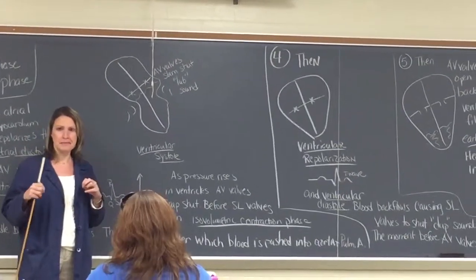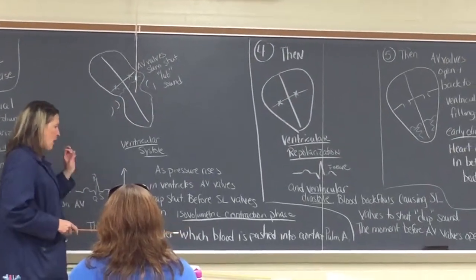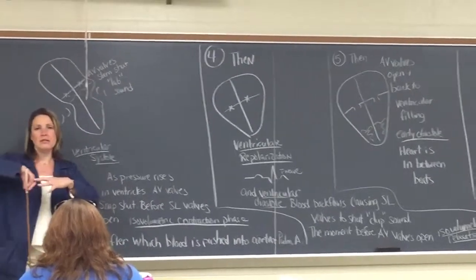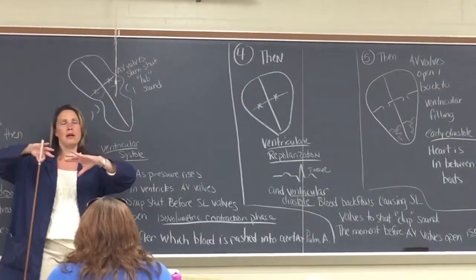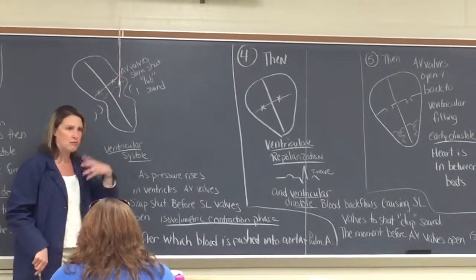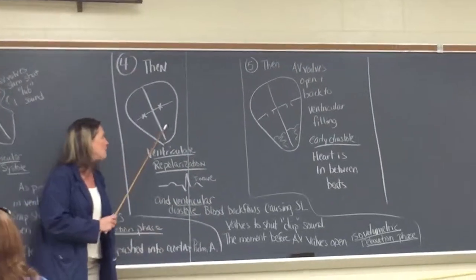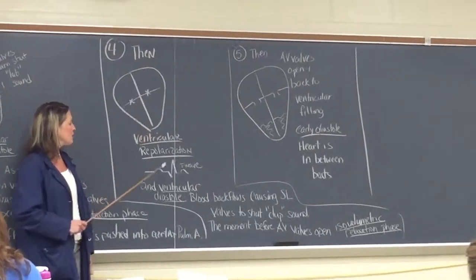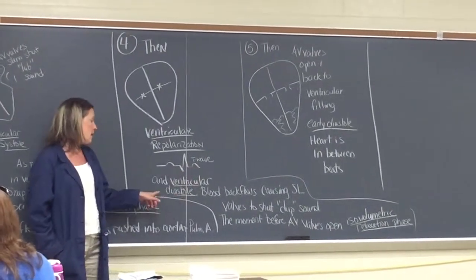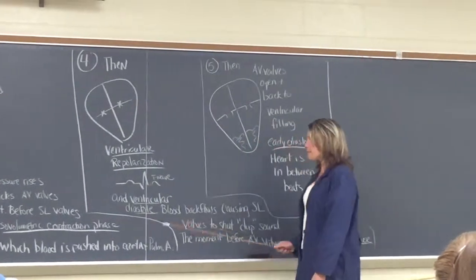The volume of blood in the ventricles at that time is all that the ventricles are going to hold for that heartbeat. Now, after the isovolumetric contraction phase, the blood is pushed into the aorta and pulmonary artery as the semilunar valves are forced open. Then we have ventricular repolarization, which is seen as a T wave on the EKG. And then we have ventricular diastole.